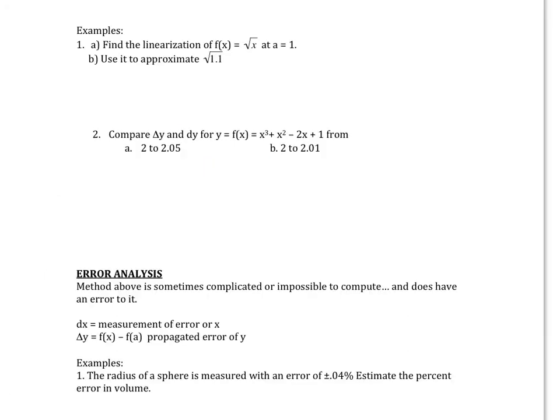All right, so let's move on to some applications. Here's the first one. It says, find the linearization of f of x equals root x at 1, and then use it to approximate the square root of 1.1.